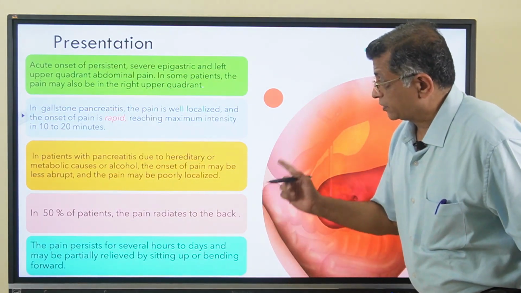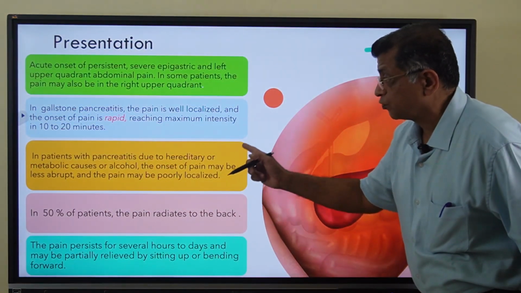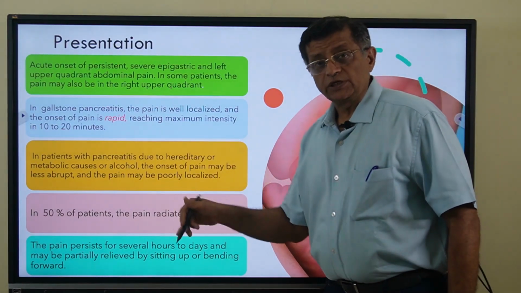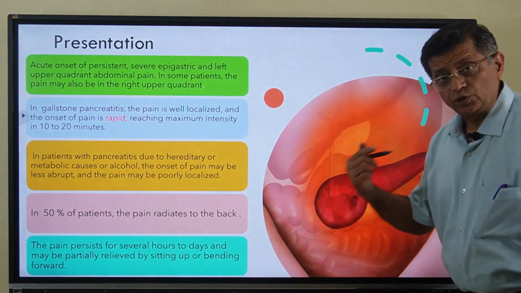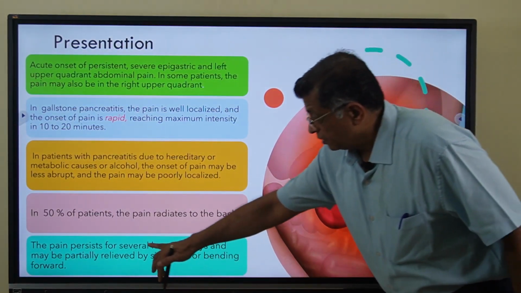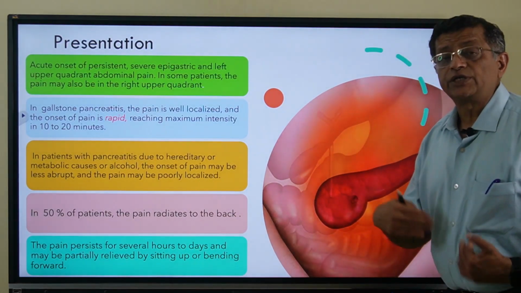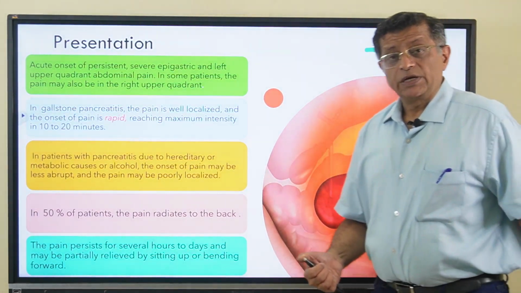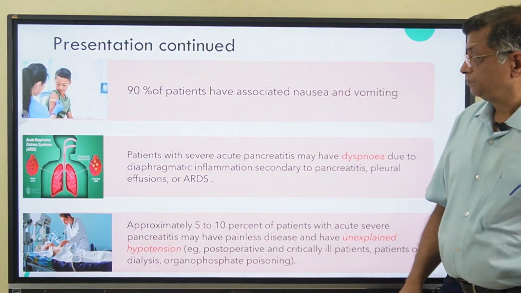While in patients with pancreatitis due to metabolic causes or alcohol or hereditary pancreatitis, the onset of pain may be less abrupt and the pain may be more diffuse, that is poorly localized. In 50% of patients, the pain radiates to the back and the pain persists for several hours or days and may be partially relieved by sitting up. So sometimes you can confuse it with pericarditis because the pain gets relieved a little by sitting up.